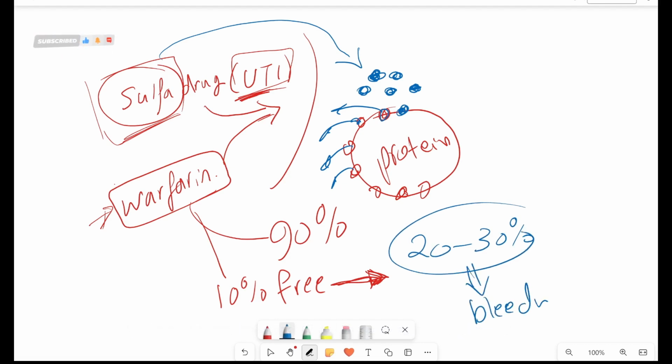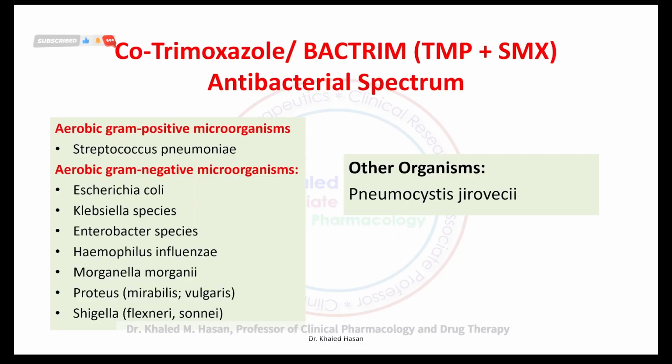So the free medication will be active medication and will lead to the risk of bleeding. Consider this one of the most important slides about Bactrim, or cotrimoxazole, a combination treatment of two medications, trimethoprim and sulfamethoxazole. The brand name is Bactrim, another name is cotrimoxazole.